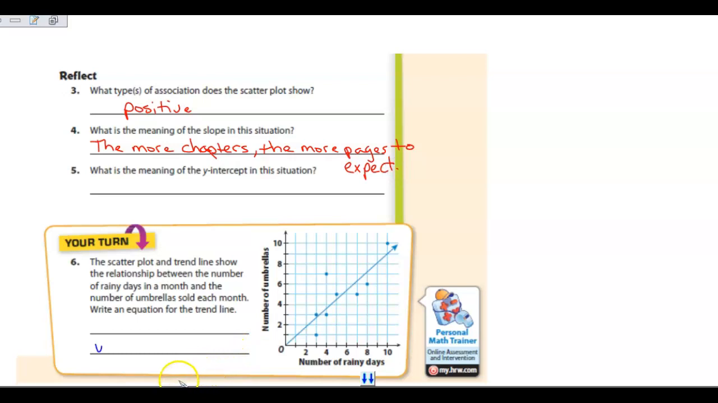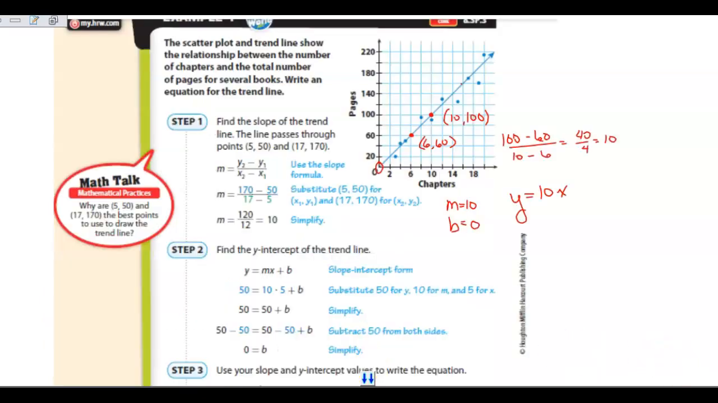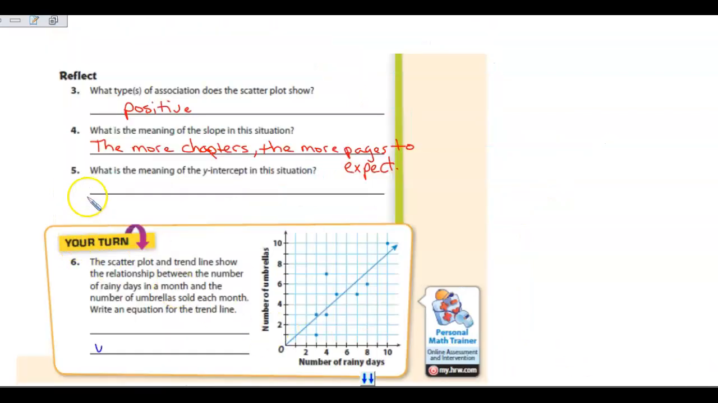What is the meaning of the y-intercept in this situation? Okay, well, let's take a look at this. It was 0 chapters, and so if there's 0 chapters, do I even have any pages? And so that's why it's 0, 0, because without a chapter, there are no pages, if it's a chapter book. So it just means no chapters, no pages.